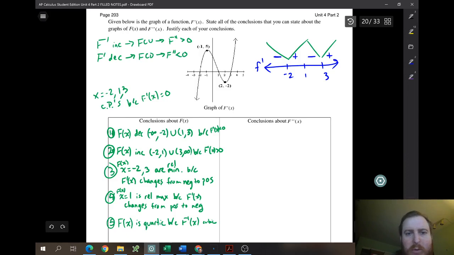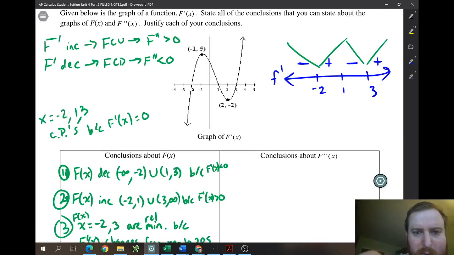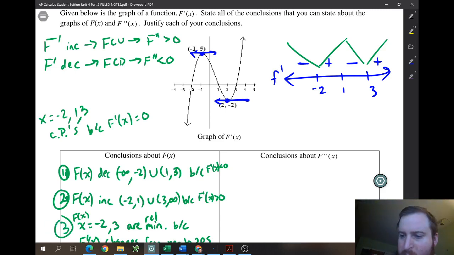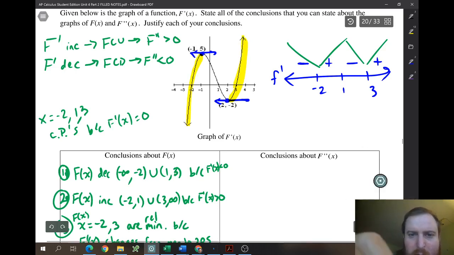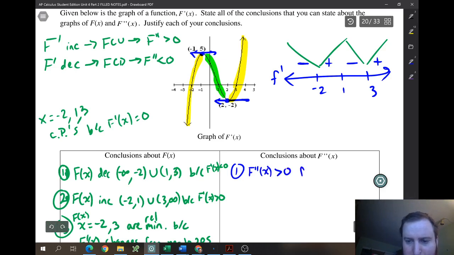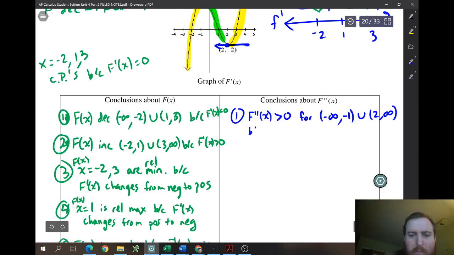And so we're going to find where f prime is increasing and decreasing. If we highlight it again, where is f prime increasing? F prime is increasing where it's literally going up. And where is f prime decreasing? It's decreasing where it's going down. So in this case, for f double prime of x, that's the concave up section, the increasing section, we can say f double prime of x is greater than 0 for negative infinity to negative 1, union 2 to infinity, right? Because f prime of x is increasing.